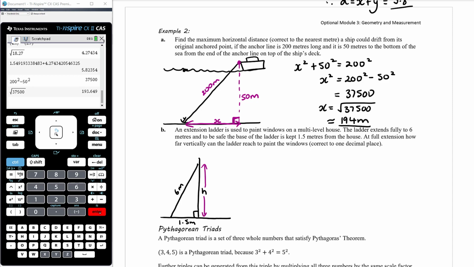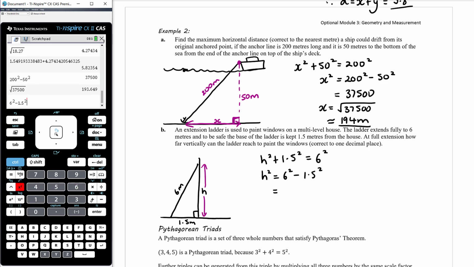Okay, so again, h isn't the hypotenuse. h squared plus 1.5 squared is going to equal the hypotenuse, which is 6 squared. So h squared is 6 squared minus 1.5 squared. 6 squared minus 1.5 squared is 33.75.